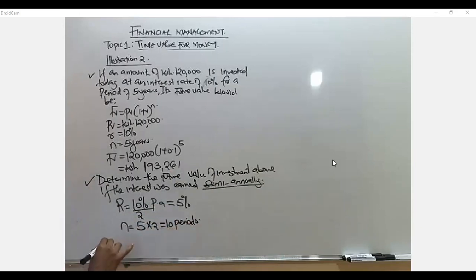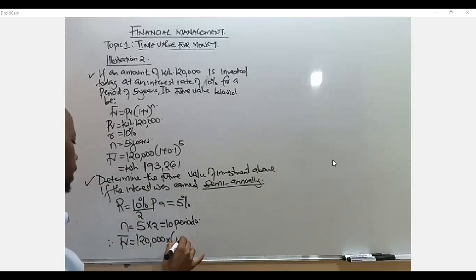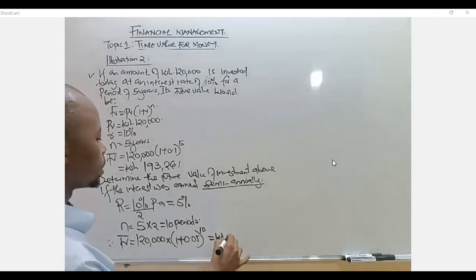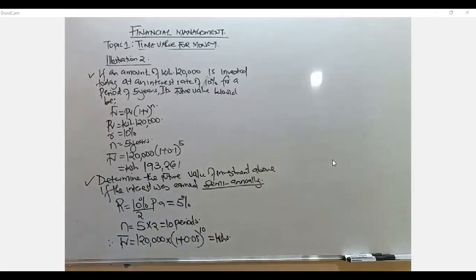Therefore, the future value of mine now, we have already invested 120,000 shillings, we multiply it by 1 plus our rate now, 0.05, then we raise to 10. How much is this, Sheila? If you are following, someone to show the answer. 195,067. Sorry?